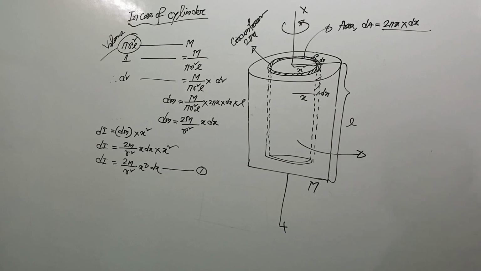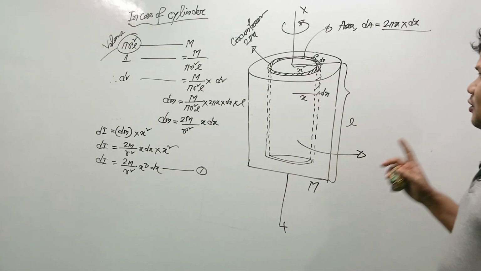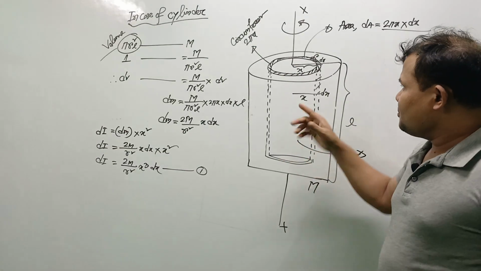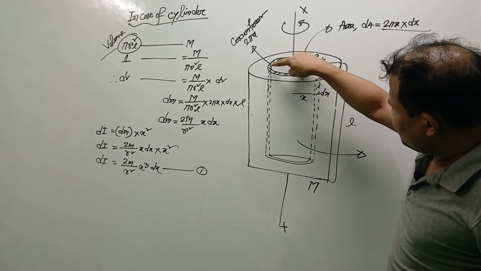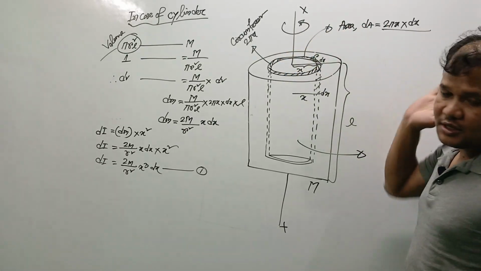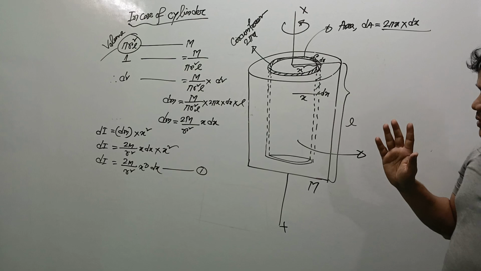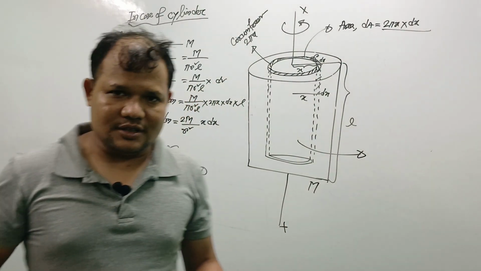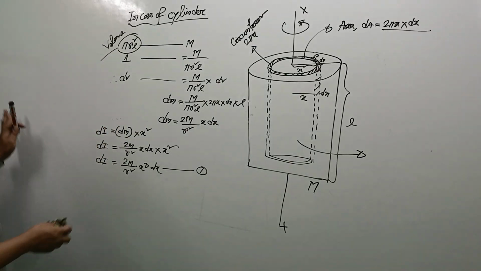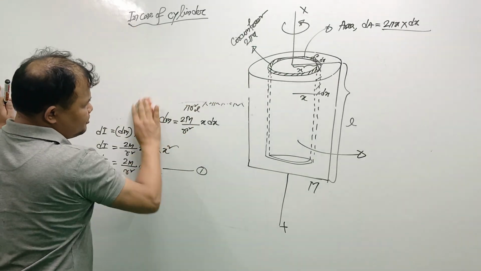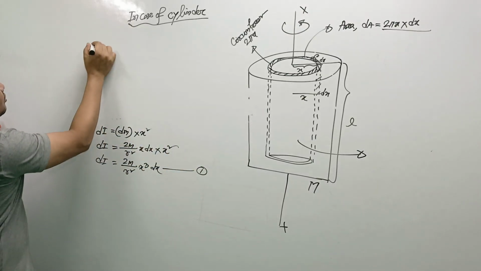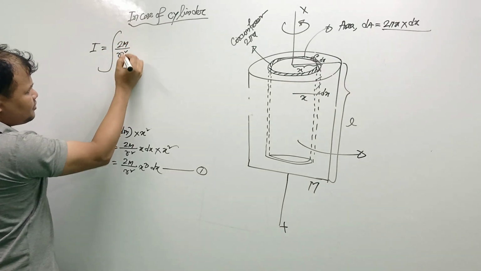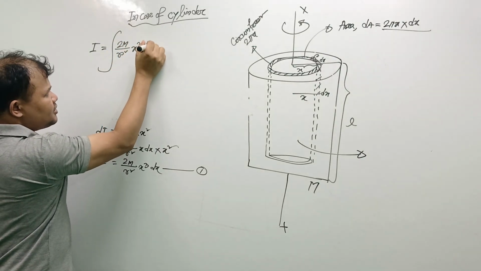Okay. Now our duty is to find out the moment of inertia for the whole solid cylinder. We have just found the moment of inertia for the very small cross sectional area. Then what rule can we apply here? Integrate. Now we integrate this equation. Suppose the total moment of inertia will be I, and we integrate 2m divided by r square x cube dx.